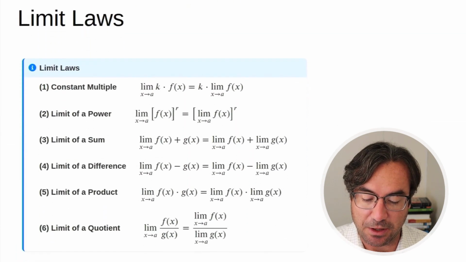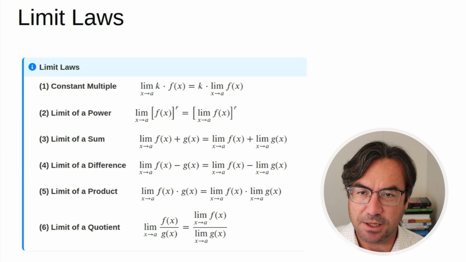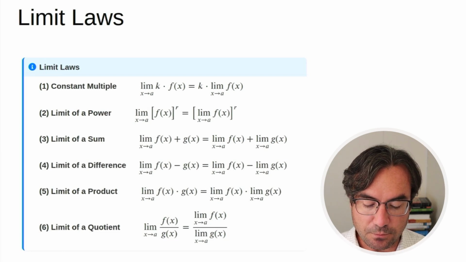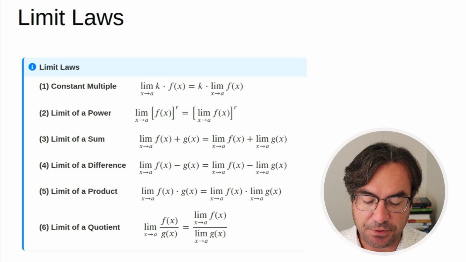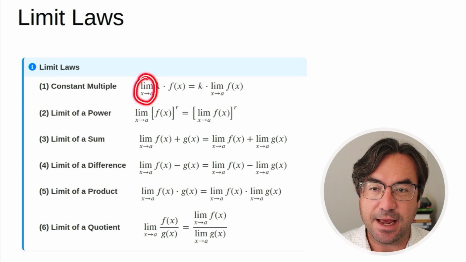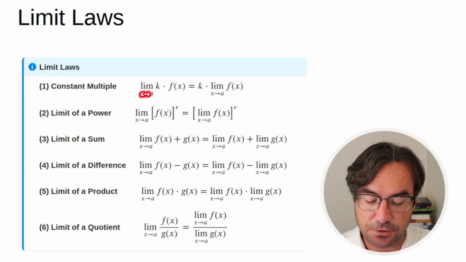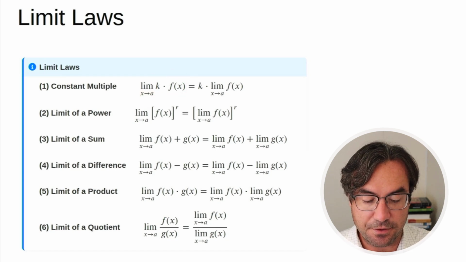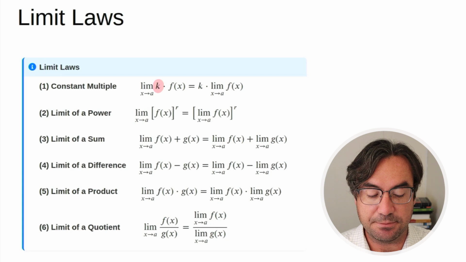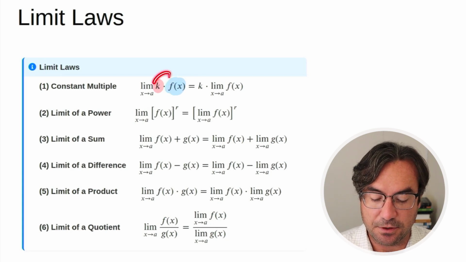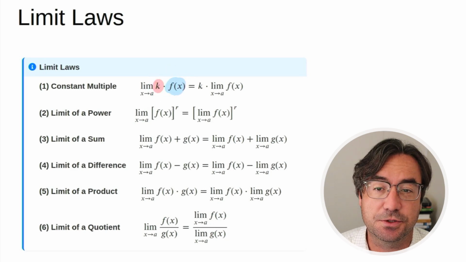So let's look at the limit laws, and let's start with the constant multiple law. Let's see what this limit law tells us. We want to calculate the limit as our input x gets closer to a of this whole thing. We have some constant k times some variable stuff. So we want to calculate the limit of this whole thing as x gets closer to a.